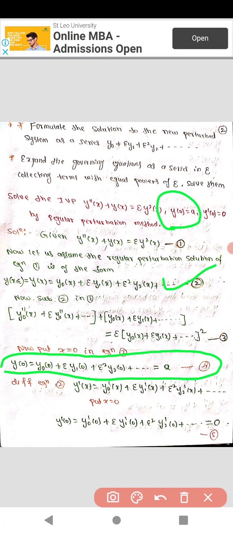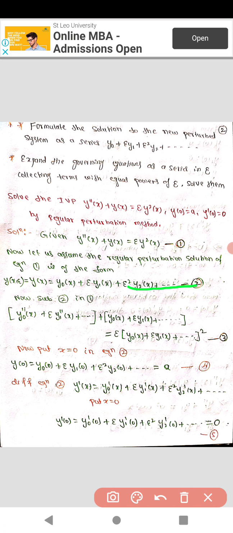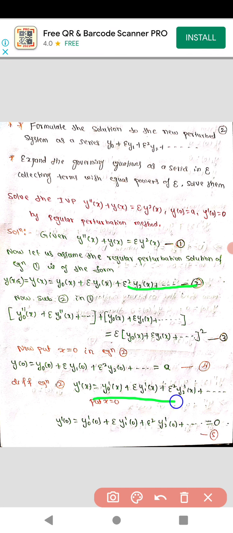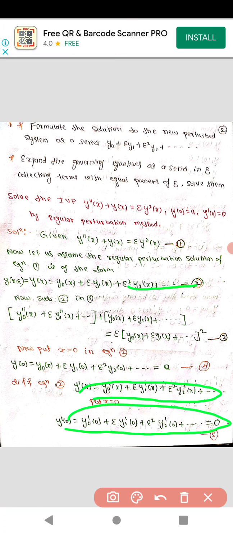The next condition is y dash of 0. First differentiate equation 2. Then we get y dash of x equals y naught dash of x plus epsilon y1 dash of x plus epsilon square y2 dash of x and so on. In this equation put x equals 0, and we get equation 5. This equals 0 because the problem itself gives y dash of 0 equals 0.